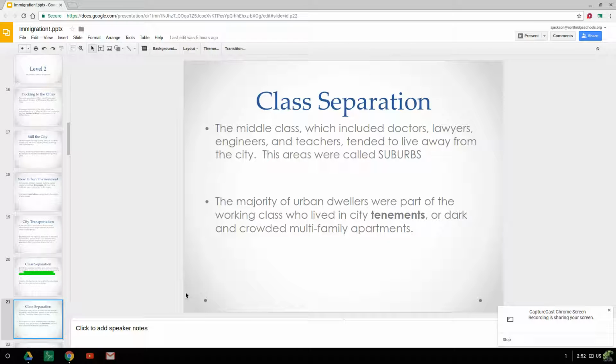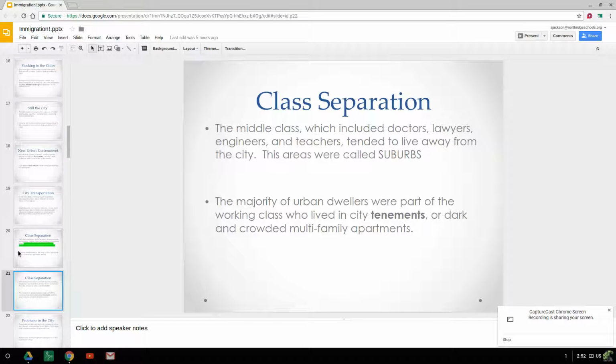And a majority of urban dwellers, so this is the working class, middle class is going to the suburbs, working class is staying in the city, and they're going to live in what are called tenements, which are very crowded family apartments. So this would be like your mom and dad, your brothers and your sisters, your aunts, uncles, grandparents, all living together in one crowded place because it's all you could afford.